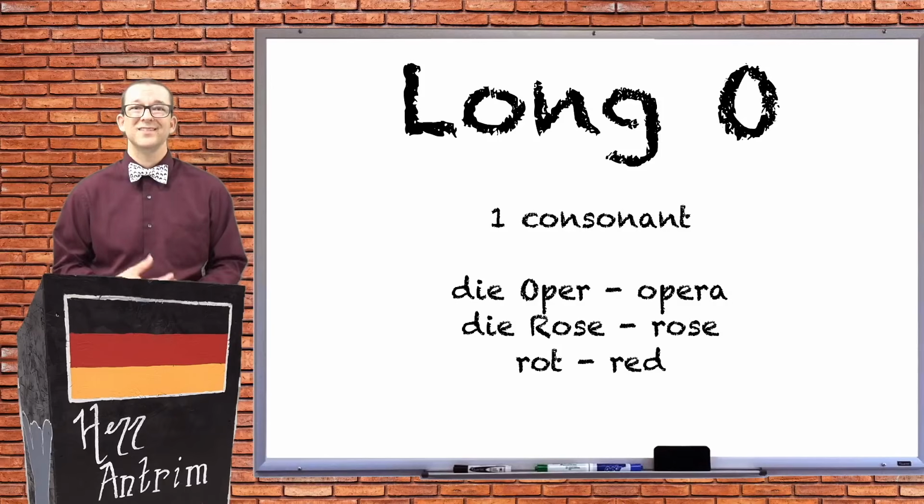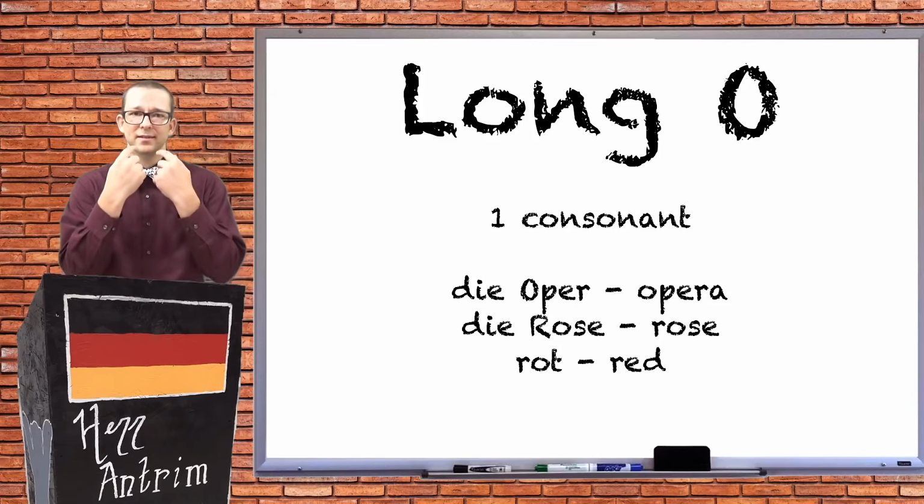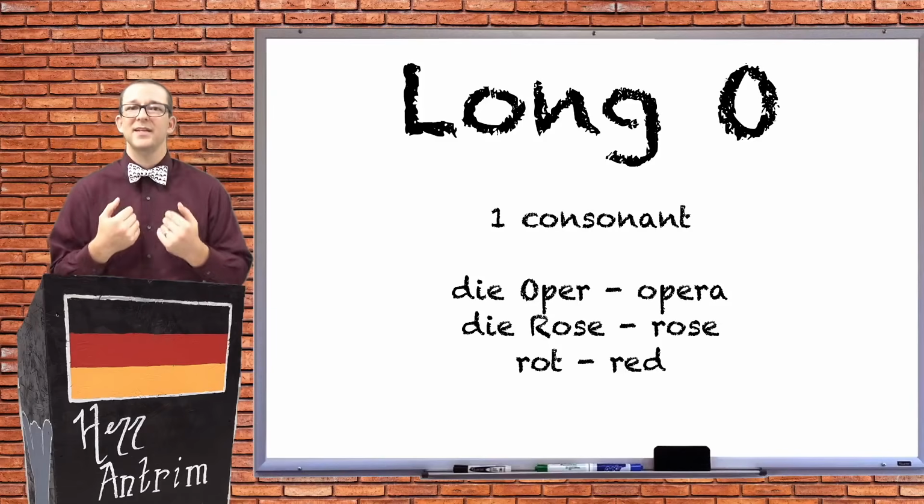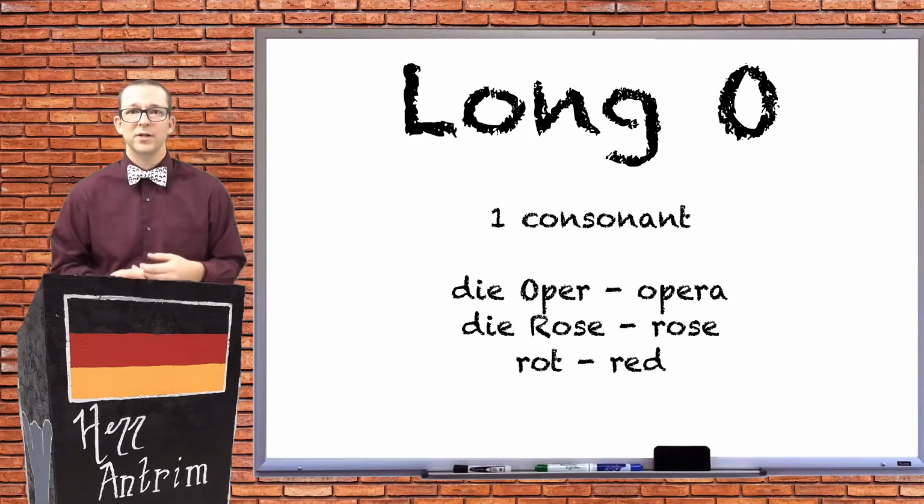The long O sound is just like it is in English, but whenever we say it in English, we generally have the corners of your mouth go up a little bit as if it had a W behind it. But in German, the mouth stays in the same position from the beginning of the O to the end. For example, the long O would include Oper, Rose, Rot.